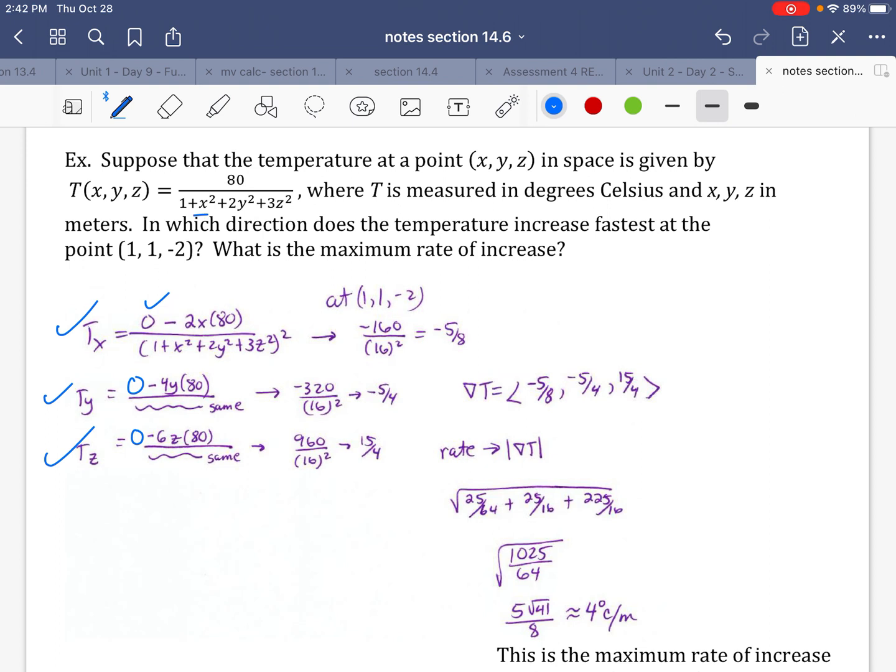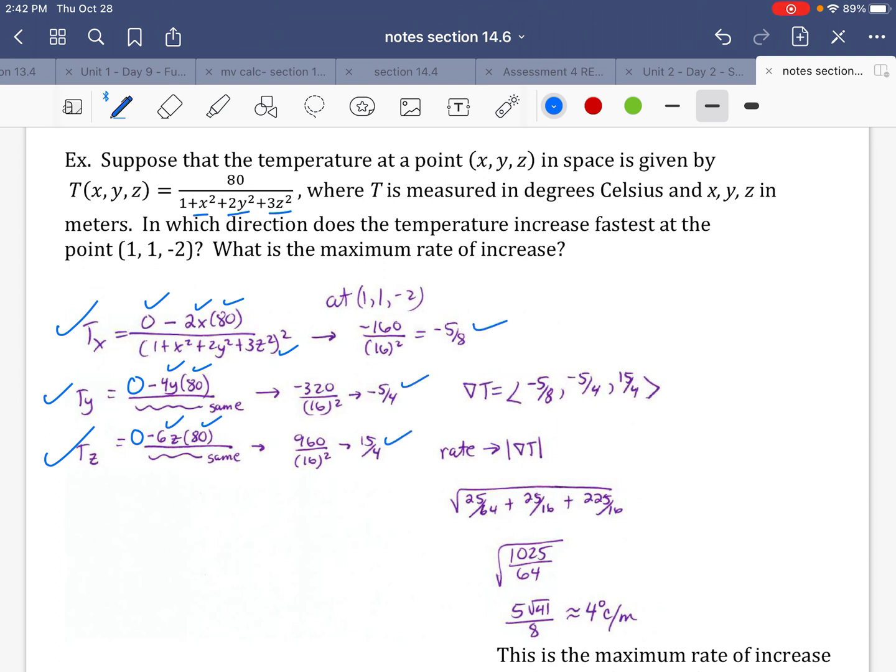So the derivative of the bottom with respect to x or y or z. So that's what you're seeing right here, here, and here. And then times the top, so there's the 80 in each case. And then the bottom, I had to do the bottom squared. So there it was, and it's the same on each one. So I had to plug in 1, 1, negative 2. So I did that, and so here's what I got.